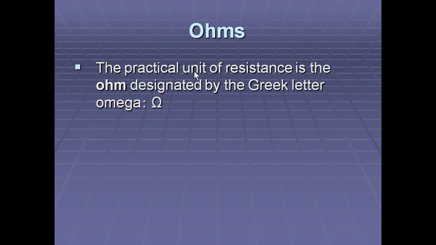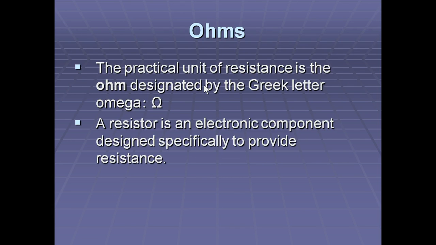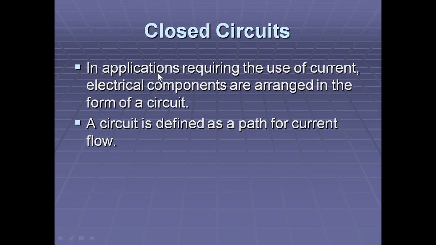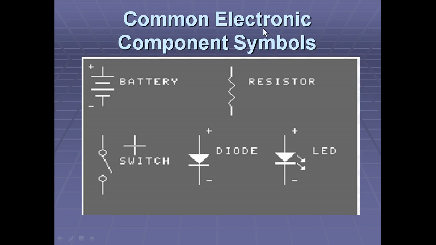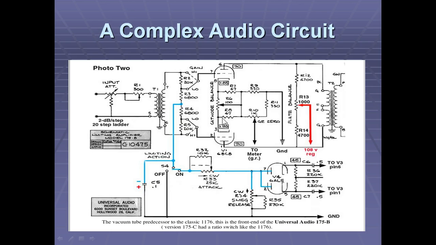Now coming to ohms, the practical unit of resistance is the ohm, designated by the Greek letter omega. A resistor is an electronic component designed specifically to provide resistance. And closed circuit, in applications requiring the use of current, electrical components are arranged in the form of a circuit, and a circuit is defined as a path of current flow. So common electric component symbols are: this is for a battery, this is for a resistor, this is for a switch, this is for a diode, and this is for an LED, light emitting diode.